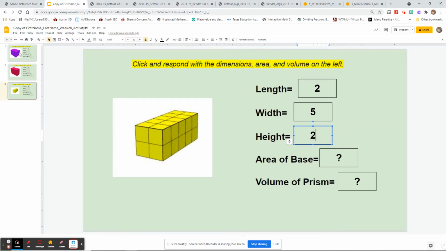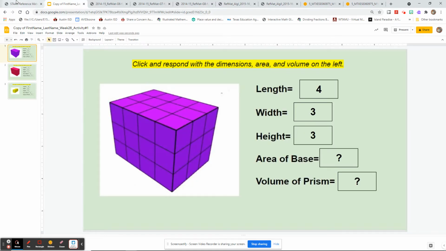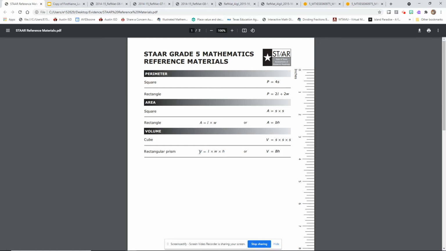All right, so now we need to find the area of the base. If you look over here, area is length times width. Base is also length times width, because volume equals base times height. So length times width is the same thing as the base, and the same thing as area.